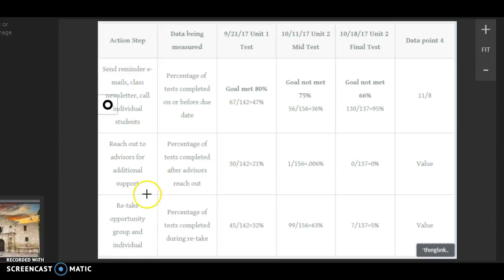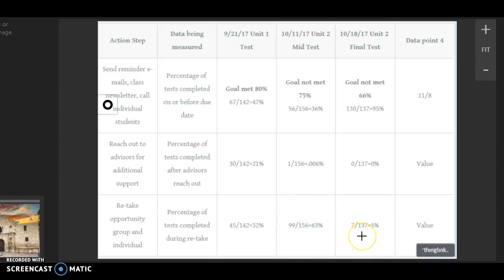And finally, I did a retake opportunity after each test, and I looked at the percentage of tests completed during the retake. I had 32% come in as retakes for the first test. 63% came in as retakes for the second test, and I'll tell you, a lot of those were one-on-ones. So I was in a classroom with the kid as they took their test, or I was calling and reaching out individually to students to get them to take their test, which is quite time-consuming.